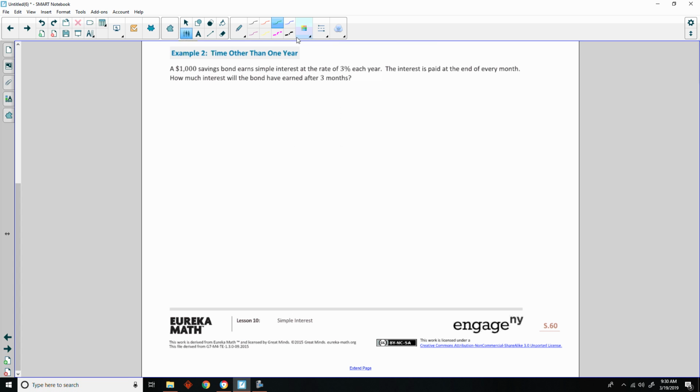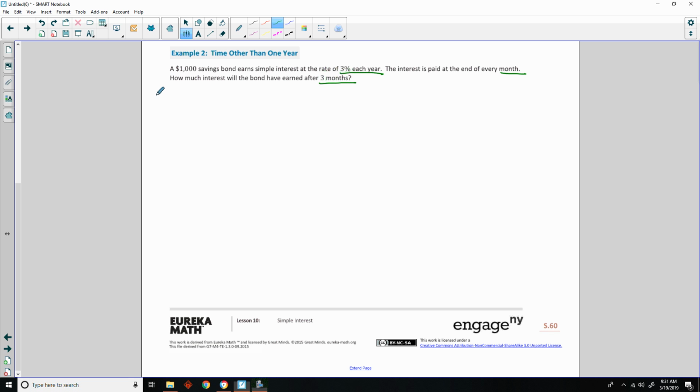Example 2, time other than 1 year. A $1,000 savings bond earns simple interest at a rate of 3% each year. The interest is paid at the end of every month. How much interest will the bond have earned after 3 months? Okay, so we're in the same amount, but it's 3% each year. So we have to be careful there. This is interest rate per year. This is how many months. So we'll have to convert this 3 months into years.